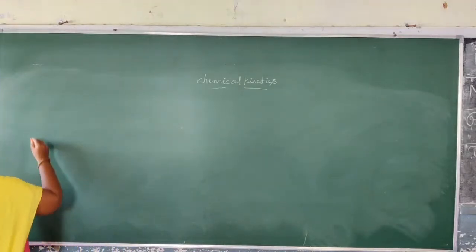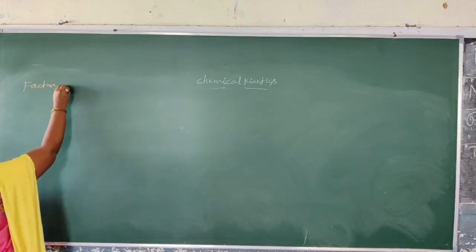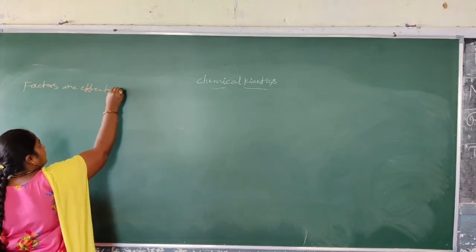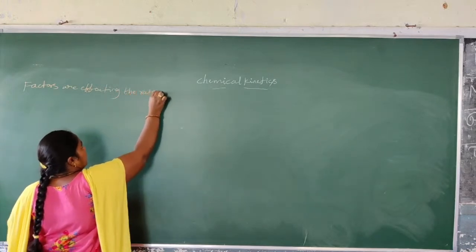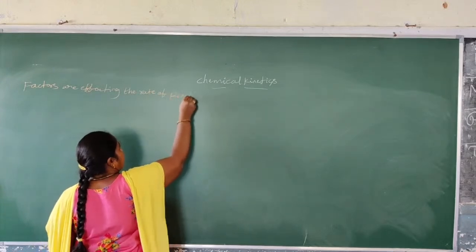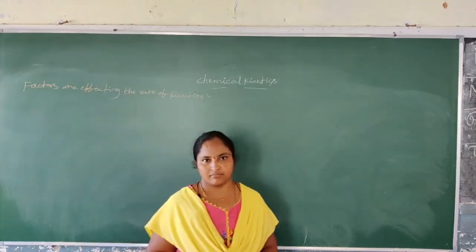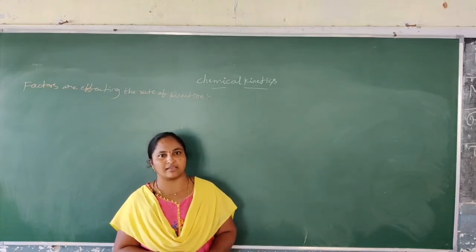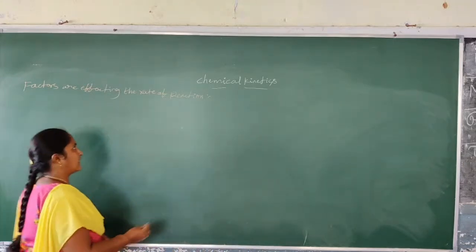So now we learn about the factors affecting the rate of chemical reaction. So many factors are there to affect the speed of a chemical reaction. Rate means speed or velocity. So many factors are there to affect the rate of the chemical reaction.